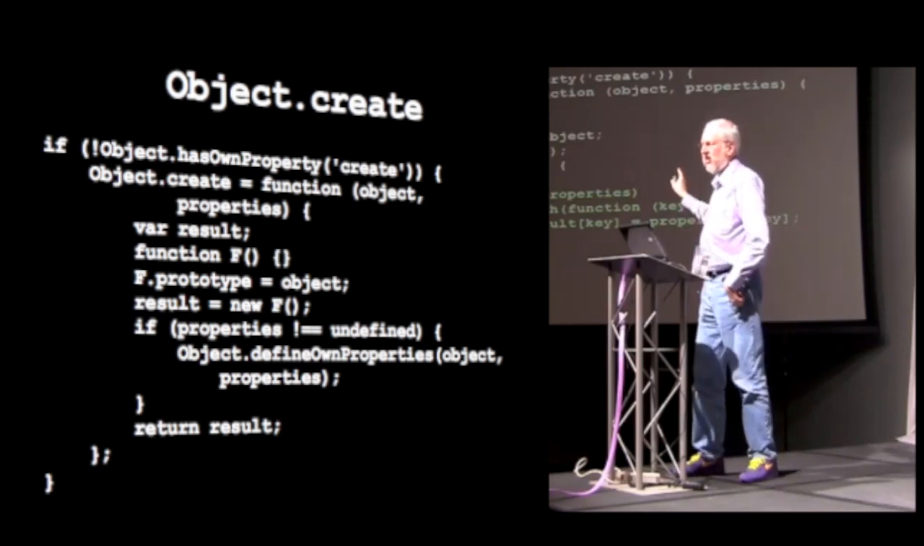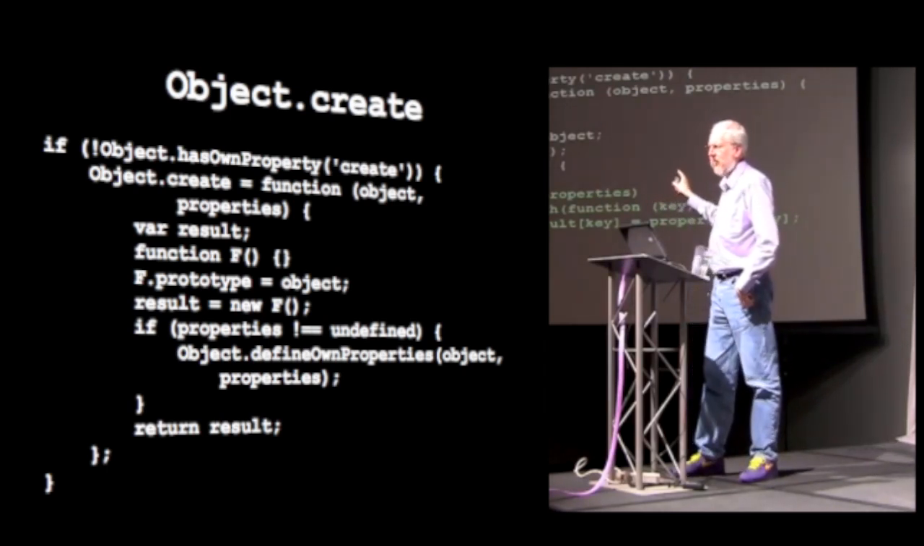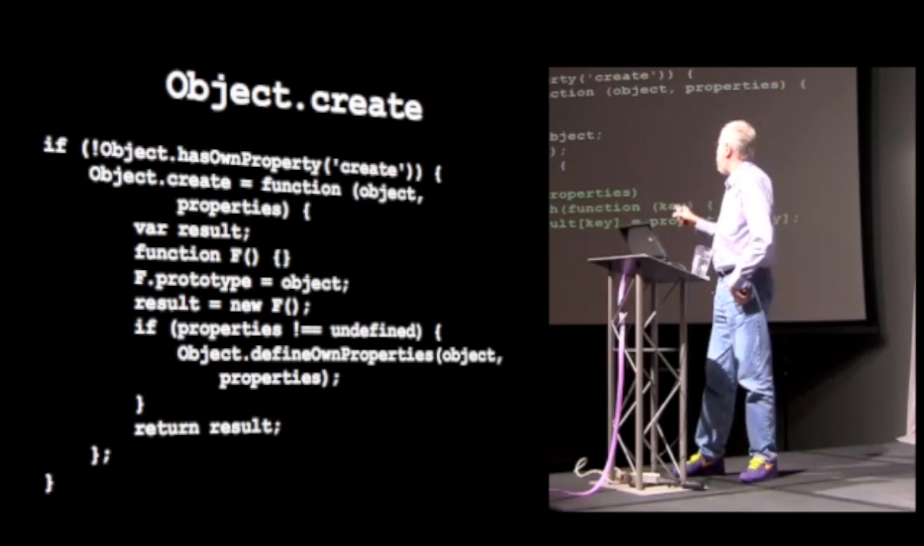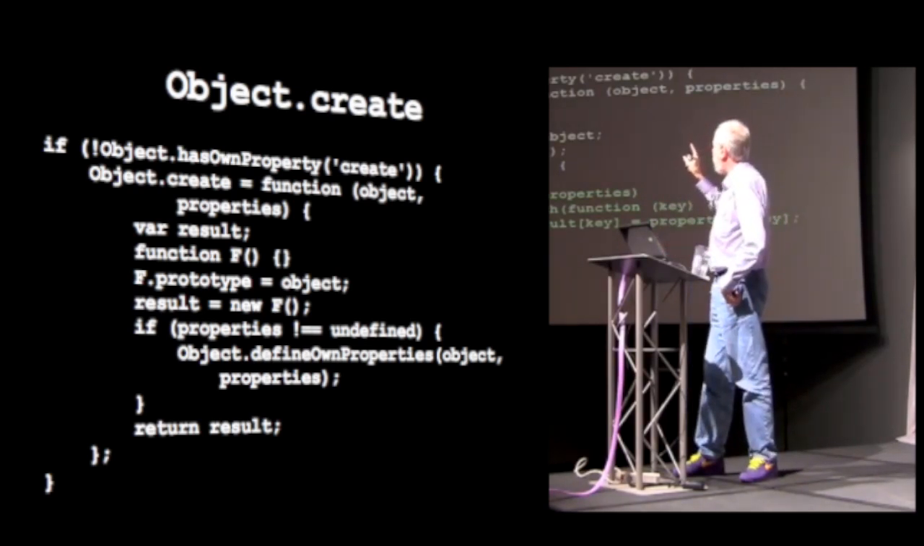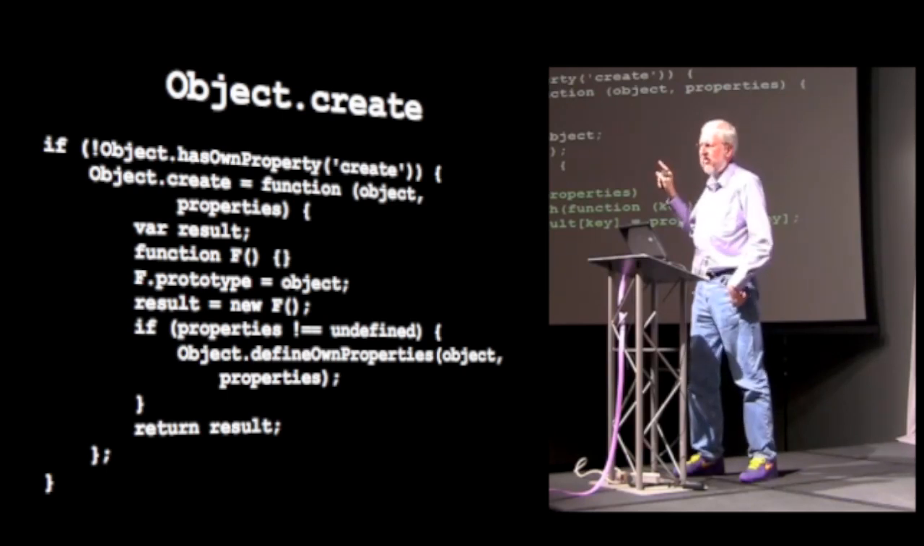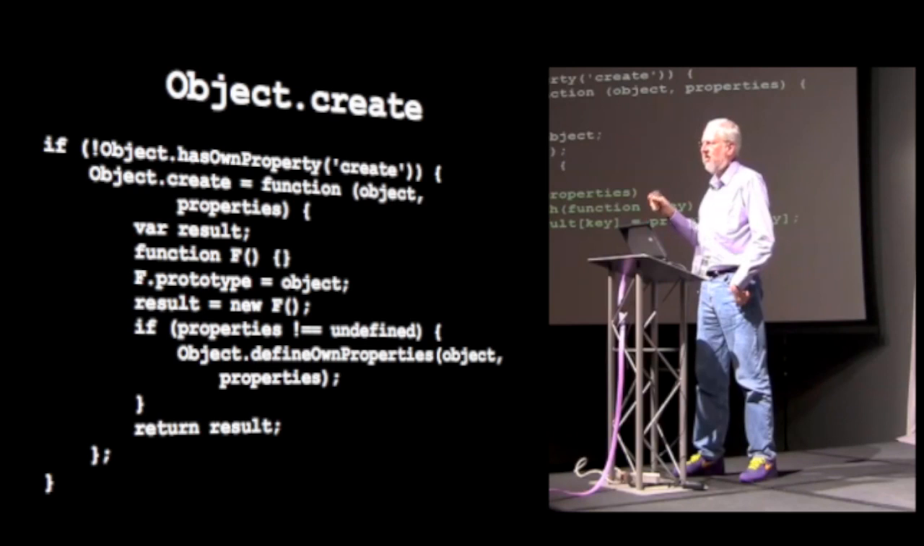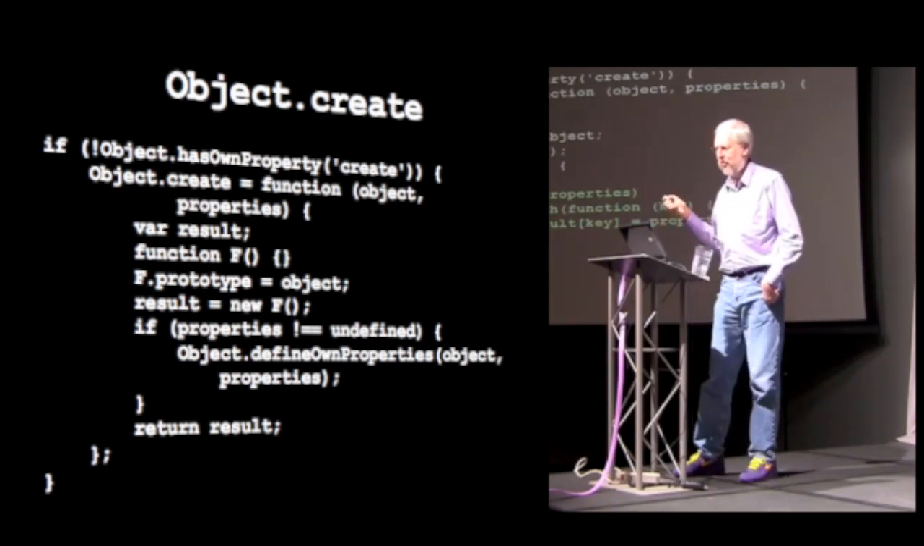One other nice thing that you can't see from this, because you only get this in ES5, you can't simulate this in ES3, is you can call Object.create passing it null as the prototype. And if you do that, then you get an object that inherits nothing. And that turns out to be a really powerful thing. We'll talk more about that later.